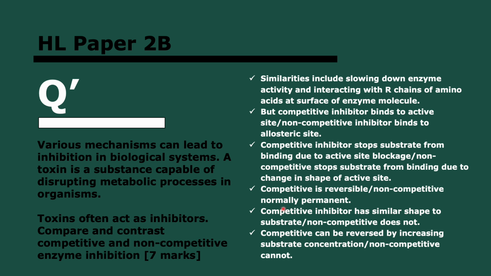Competitive is reversible. Non-competitive is normally permanent because you can't take it out of the allosteric site once it's in. The competitive inhibitor has a similar shape to the substrate because it's binding to the same site, the active site, whereas the non-competitive is binding to a completely different site, so it's very different. And competitive can be reversed by increasing substrate concentration. As I mentioned, you can outcompete the inhibitor with more substrate, whereas in non-competitive, you cannot, because the substrate is still able to bind to the active site, but it just doesn't work because the active site has been changed by the inhibitor binding to the allosteric site.